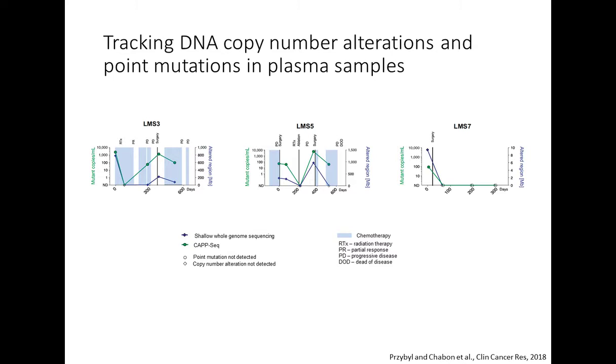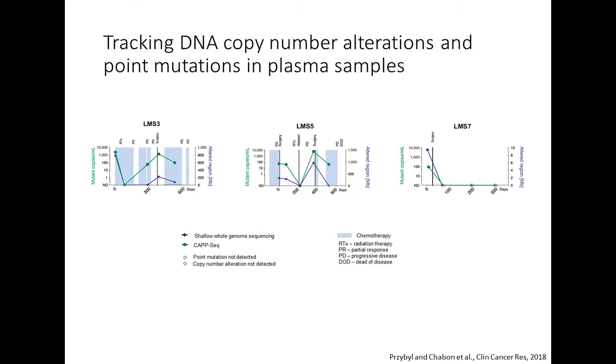In patient LMS3, you can see that initially high levels of circulating tumor DNA become undetectable after the initiation of chemotherapy and radiation therapy. However, circulating tumor DNA becomes detectable again with the progression of the disease. A similar scenario was observed in patient LMS5, where circulating tumor DNA levels dropped after the surgery, radiation therapy, and ablation, but then the levels increased throughout the progression of disease.